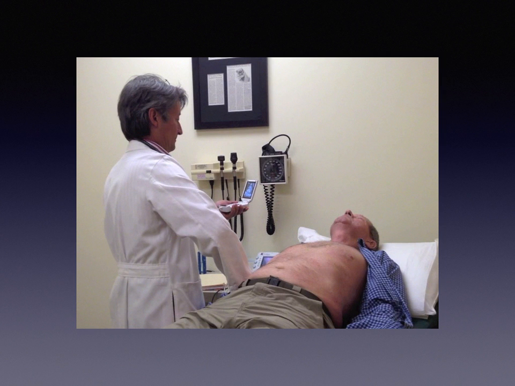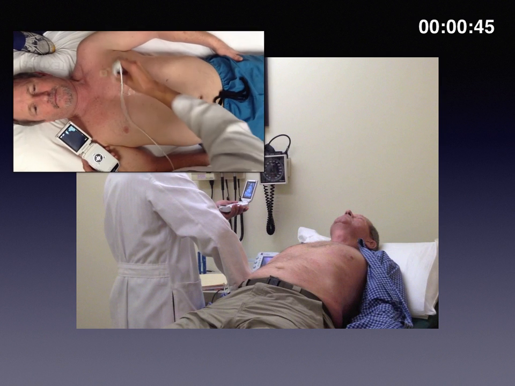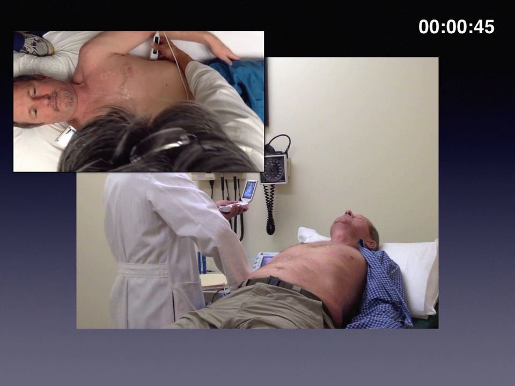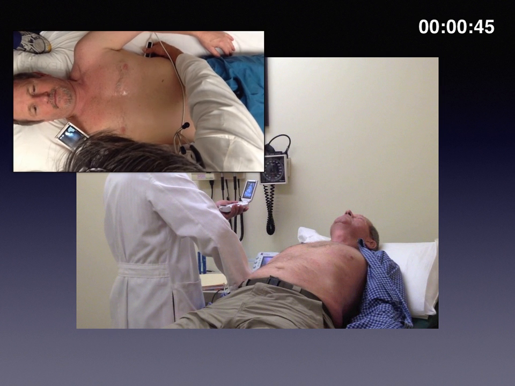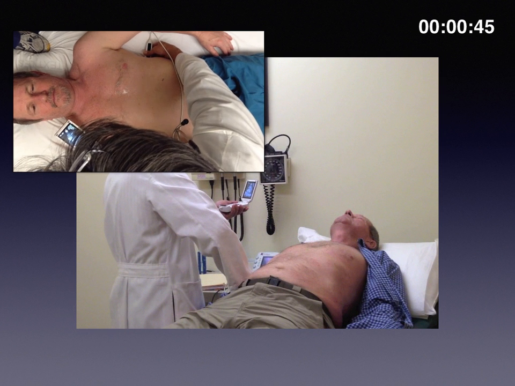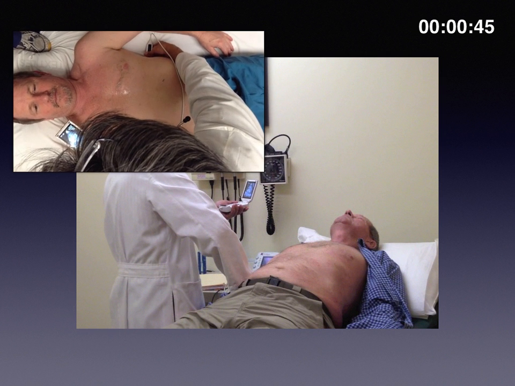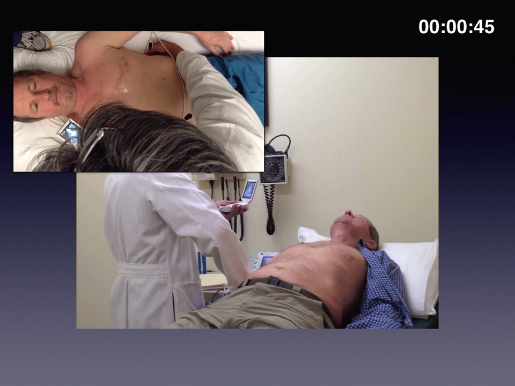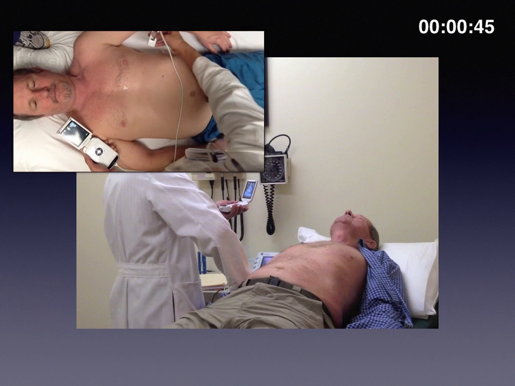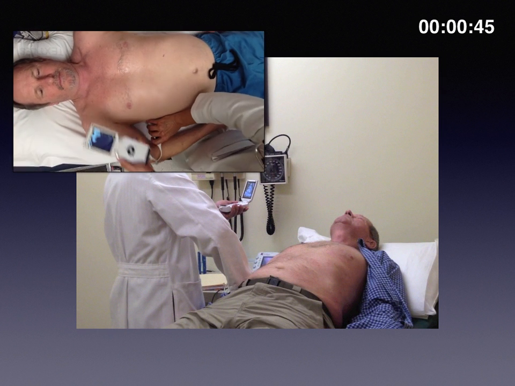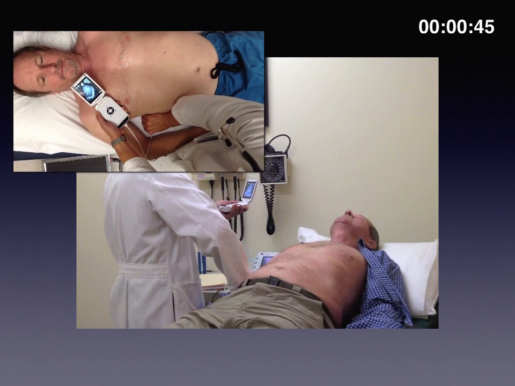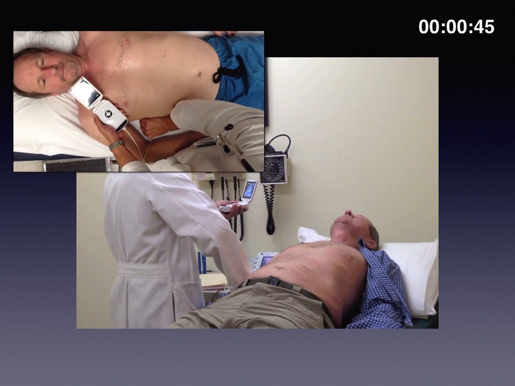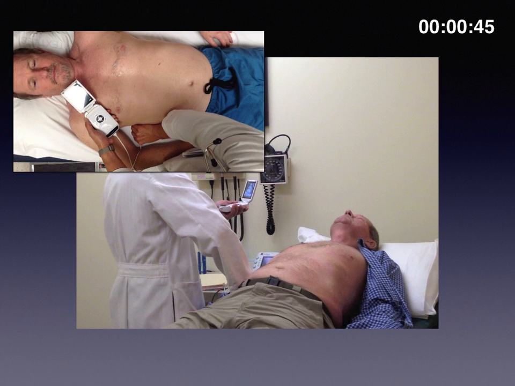Now, in both these cases, you're going to see I'm going to use this dollop of gel and get into the costophrenic angle and then drop down slightly to also see the kidney. We compare side to side the diaphragmatic level so we can have a comparison between the two sides.